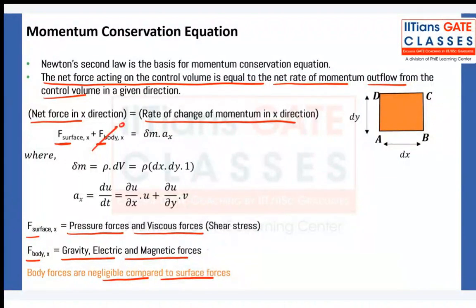Now delta m is equal to rho into delta V. So rho into delta V, which is delta x, delta y, and depth is 1. And acceleration is equal to du by dt. So we are going to differentiate u in x and y direction: du by dx into u plus du by dy into v.